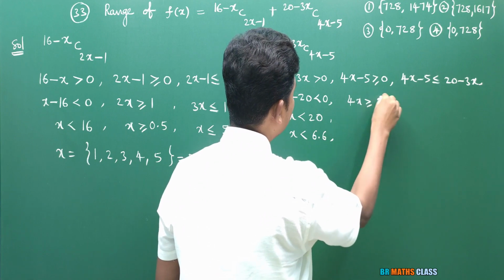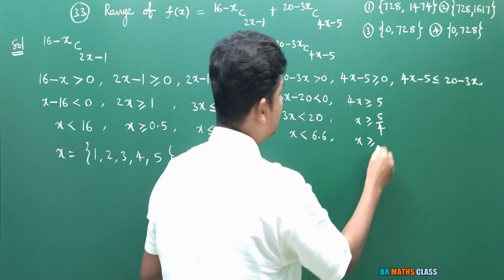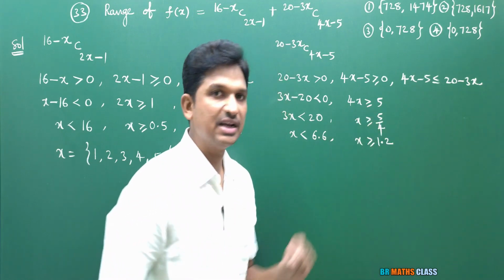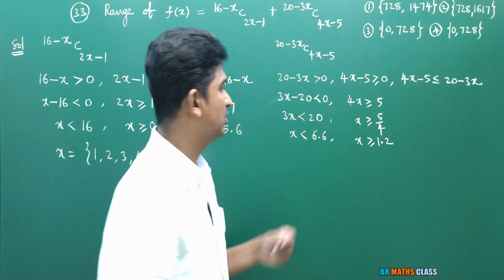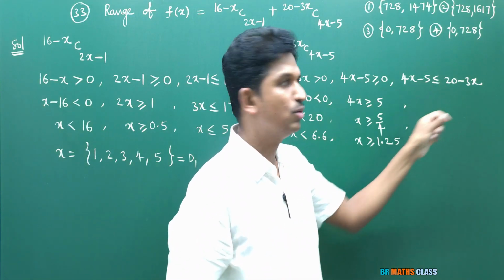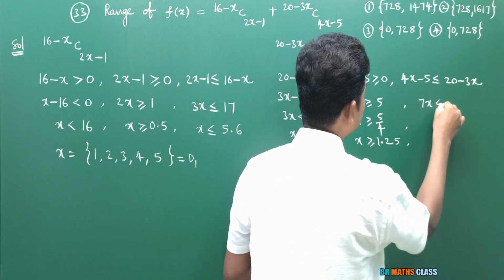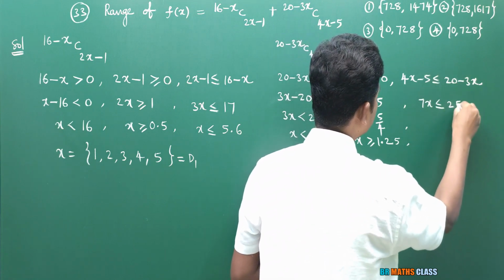4x is greater than or equal to 5. x is greater than or equal to 5 by 4. 5 by 4 is 1.25, right? Now solve this inequality. Write all x terms on one side. 4x plus 3x is 7x. 7x is less than or equal to 20 plus 5, which is 25.